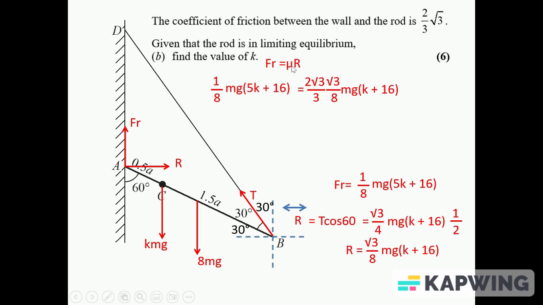So using friction equals mu times R, I get this. The friction is mu times R. The root 3 times root 3 comes out as the 3. The mg's will cancel. I can multiply both sides by 8. I'll have 5k plus 16 is 2k plus 32. 3k is 16, and k is 16 over 3.